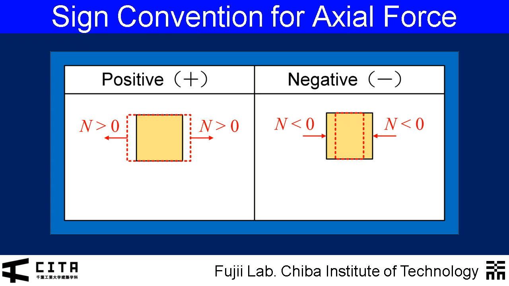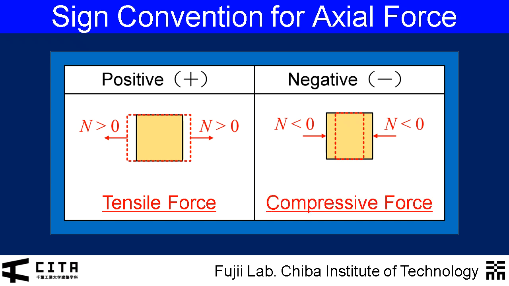First, let's define the sign convention for axial force. For axial force, tension is defined as positive. An axial force that causes tension is sometimes simply called tensile force. In contrast, compression is defined as negative. An axial force that causes compression is sometimes called compressive force.